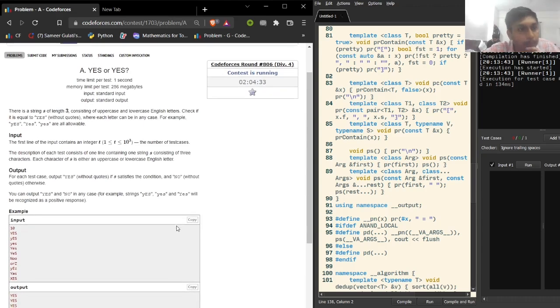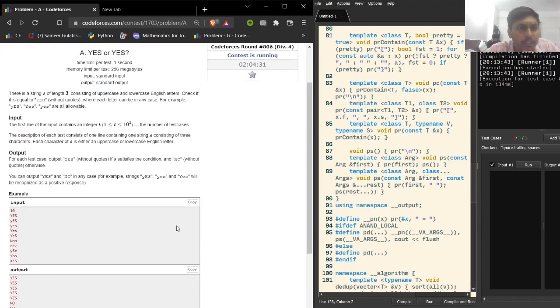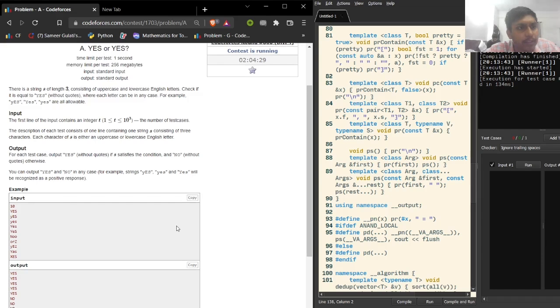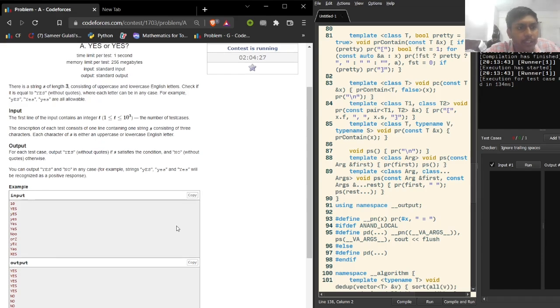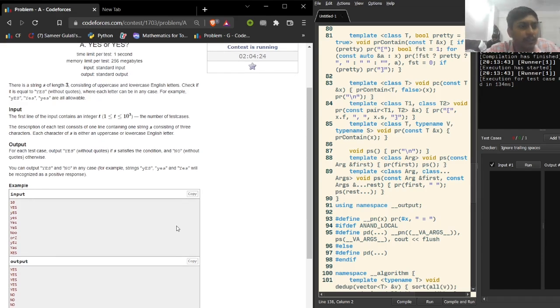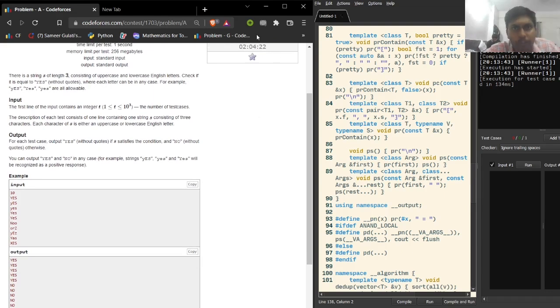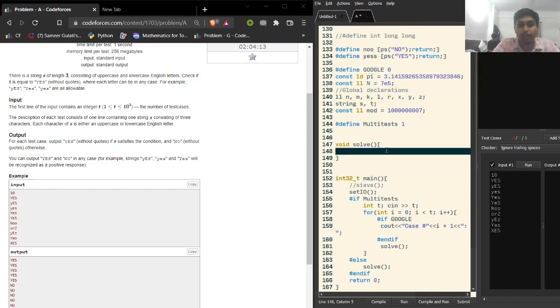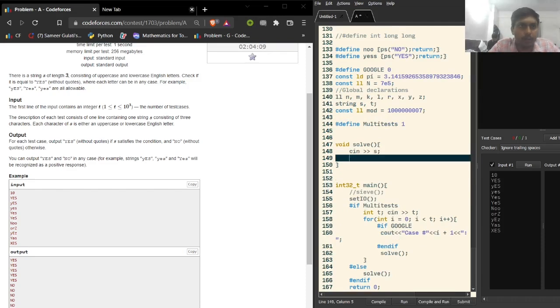So the first problem: there's a string of length 3 consisting of uppercase and lowercase characters. Check if it is equal to "yes", where each letter may be in any case. Okay, I think the better way is just to convert all of them to lower or upper and just check it. Coincidentally, I do not remember how it is actually done, so we can just read about it.